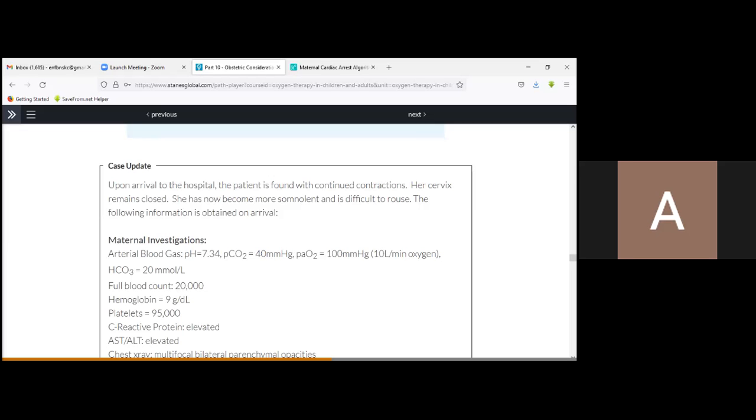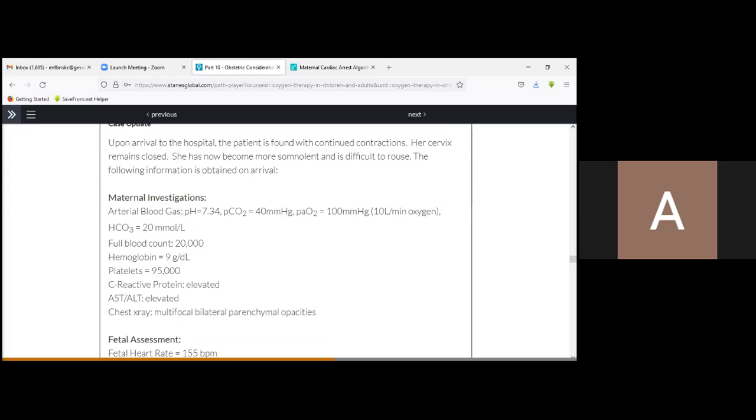They did the arterial blood gas, which showed a pH of 7.34, PCO2 of 40 millimeters of mercury, PaO2 of 100 millimeters of mercury at 10 liters per minute of oxygen, and bicarbonate was 20 millimoles per liter. And the full blood count shows 20,000, hemoglobin 9 grams per deciliter, and platelets 95,000. The C-reactive protein is elevated. And then they did the AST and ALT, the liver enzymes, that are elevated.